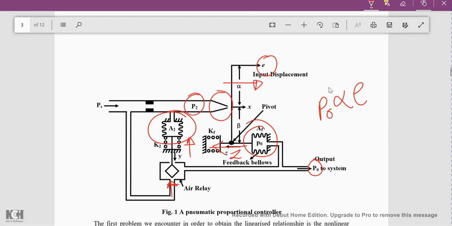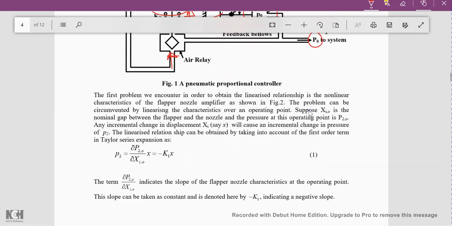Now let us try to obtain the different mathematical equations for this working. One thing we need to understand is that we always have to consider the displacement versus the output. Therefore, first we have to see the characteristics that we have already seen in the first video lecture, the characteristics of this pneumatic control.